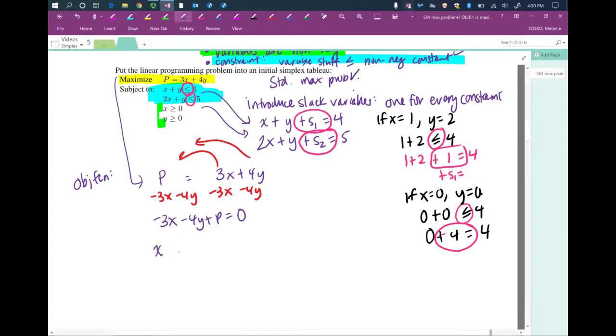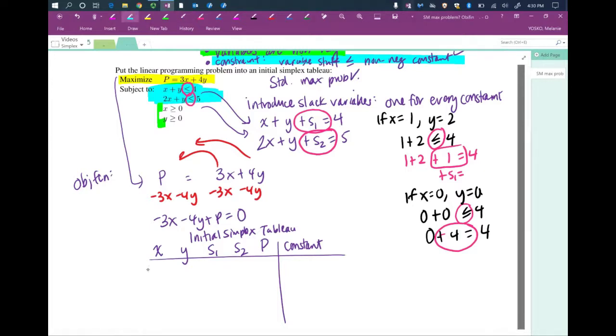So we have an x column, a y column, an S1 column, an S2 column, a p column, and then we're going to have our constant column. This is just a matrix. It's going to be treated just like a matrix. So we're going to call it something fancy, the initial simplex tableau, but it's just treated like a matrix. Sometimes you'll see there's a line drawn right here, so it's going to look a little different, but it's going to be a matrix.